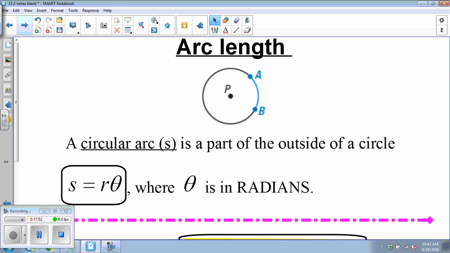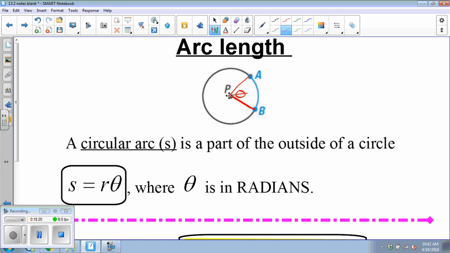Now we're going to talk about arc length. There are 2 formulas you're going to have to memorize, and they're easy formulas. Arc length is not to be confused with the measure of the arc. So we have an angle here, I'm going to call it theta. If theta was 50 degrees, the measure of that arc would be 50 degrees, because the central angle is equal to the measure of the arc.